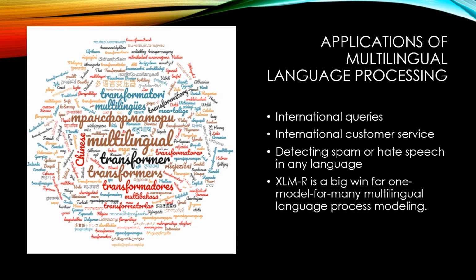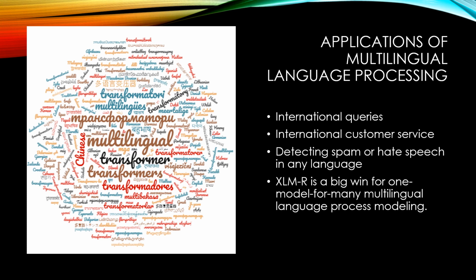In closing, some applications of multilingual language processing and these models are that companies that are international can make use of it in their international queries and customer service forms, where the algorithms can better extract the meaning from different languages for global or international customers. This is also useful in detecting spam or hate speech in any language. This is specifically important for websites like Facebook or Twitter, where they are prominent around the globe and they need to filter out a lot of bad content in a lot of different languages.